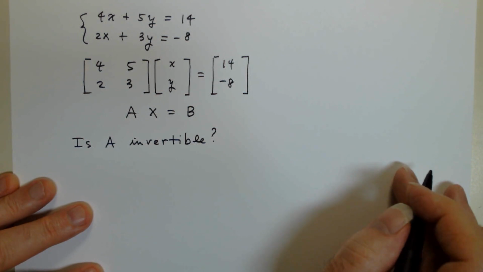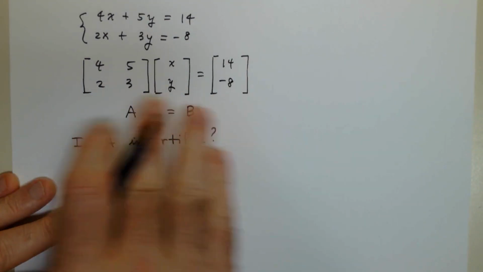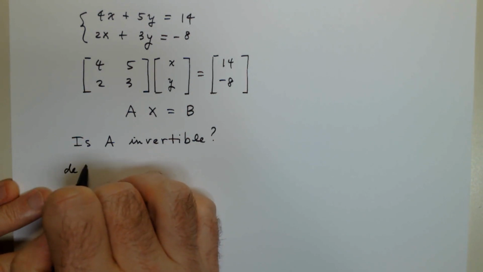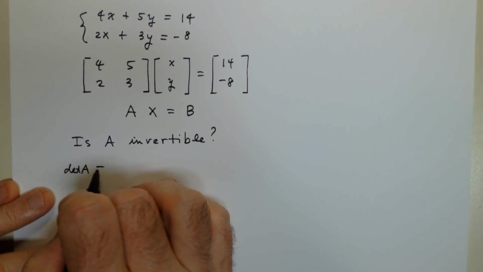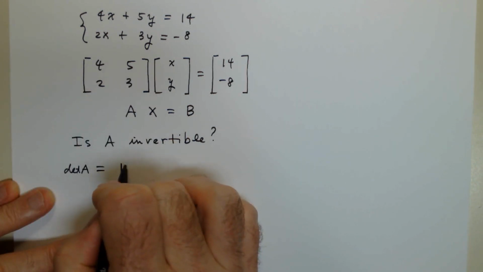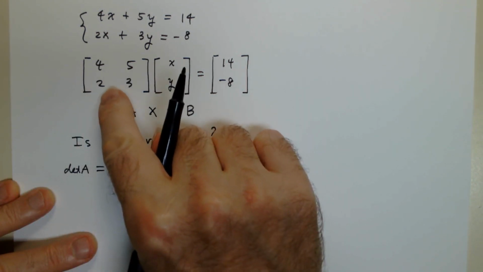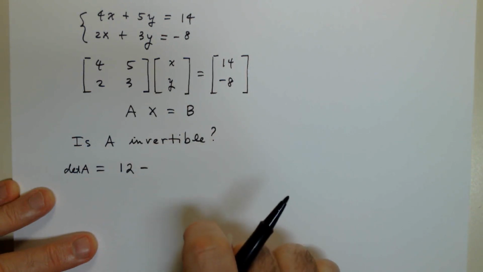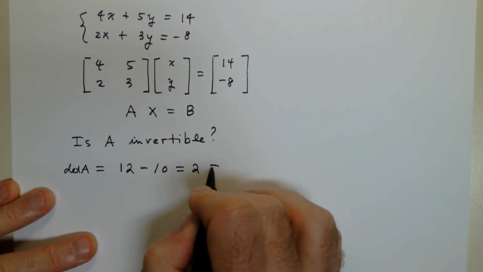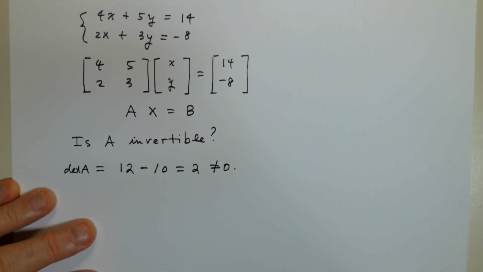And we have an easy test for a 2 by 2 matrix. We simply have to check its determinant. So we're going to check the determinant of A, which I get by first multiplying along the main diagonal and then subtracting the multiplication along this off diagonal. So it's going to be 12 minus 10, which is 2, which is different from 0. And so that's the test.